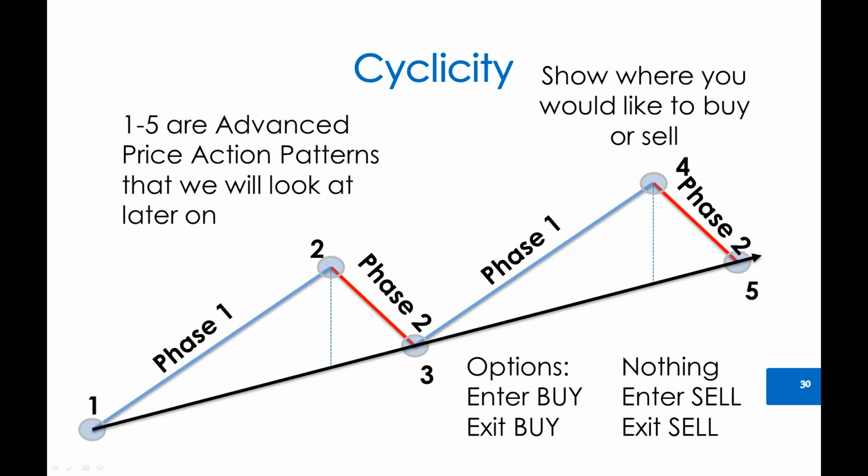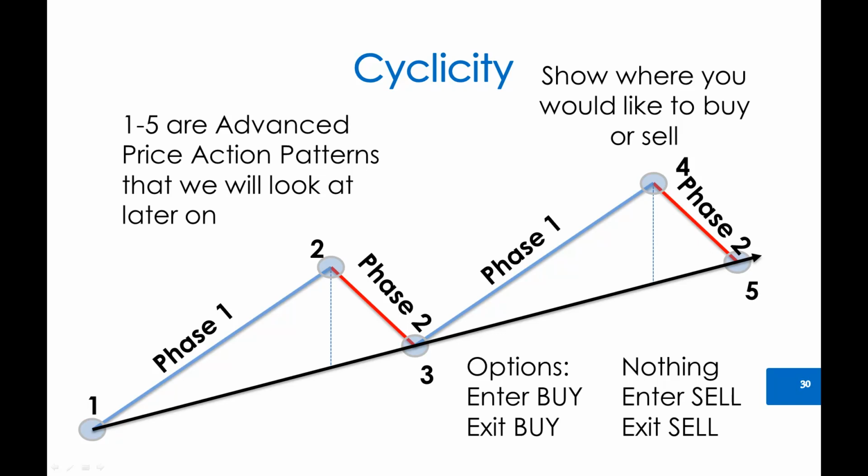So if you have a look here, we've said show where you would like to buy or sell. You can either do nothing, enter a buy, enter a sell, exit the buy, or exit the sell. You would look to enter a buy order at the start of points 1, 3 and 5, and you would look to exit the buy towards as much as possible the end of a phase 1.